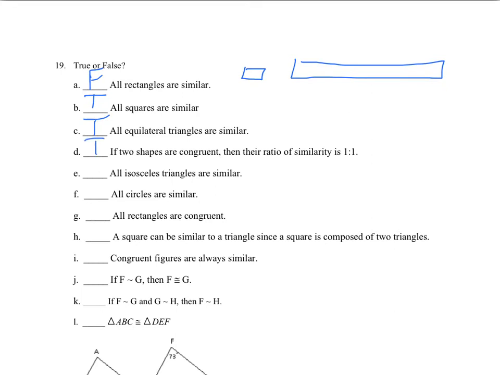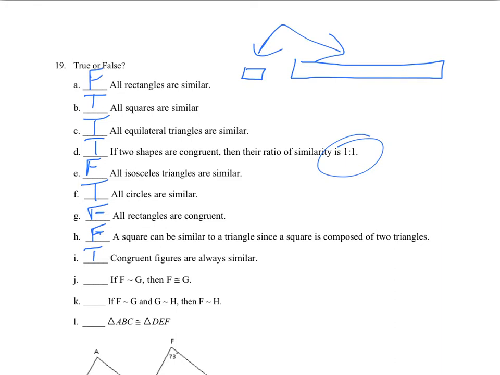All isosceles triangles are similar. Absolutely false. Their angles could be very different on isosceles triangles. All circles are similar. We've talked about that. That's true. All rectangles are congruent. Well, we just have two examples here that show you that all rectangles are not congruent, so that's false. A square can be similar to a triangle. No, it cannot be. I'm not even going to read that one further. They have to have the same shape. Congruent figures are always similar. That's true because if they're congruent, then they have the same shape. They also have the same sides. They just have a scale factor of 1 to 1 like we saw up here.